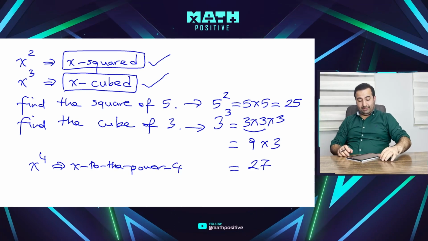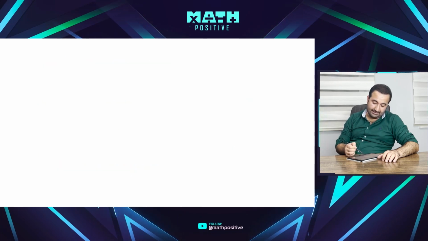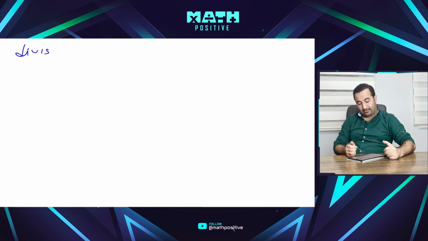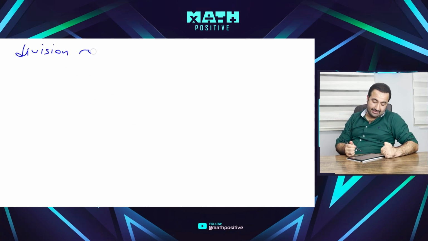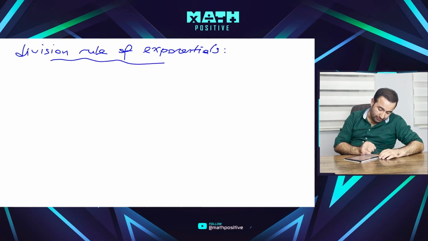The other powers are just said to have x to the power 4. Okay, x to the power 5, x to the power 6. Just second and third powers are special for us. Let's just move on. The division rule of exponentials.